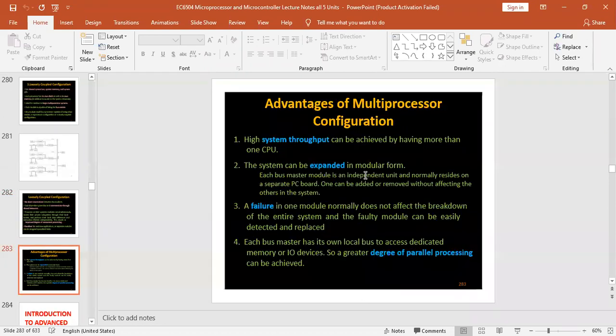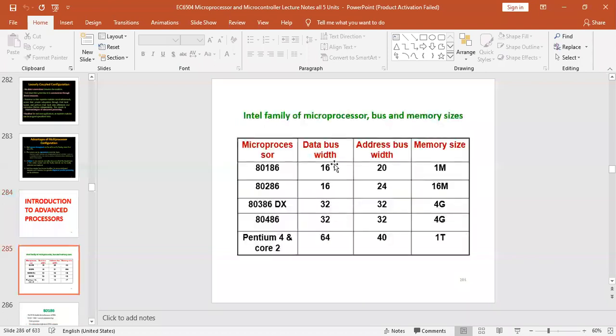Next one is advanced processors. In advanced processors, we are going to talk about 80186, 80286, 386, 486, Pentium 4 and coprocessor. This sheet explains about the multiprocessor. Using this single sheet, you can write a number of points. Take the 80186: it has 16 data lines and 20 address lines.